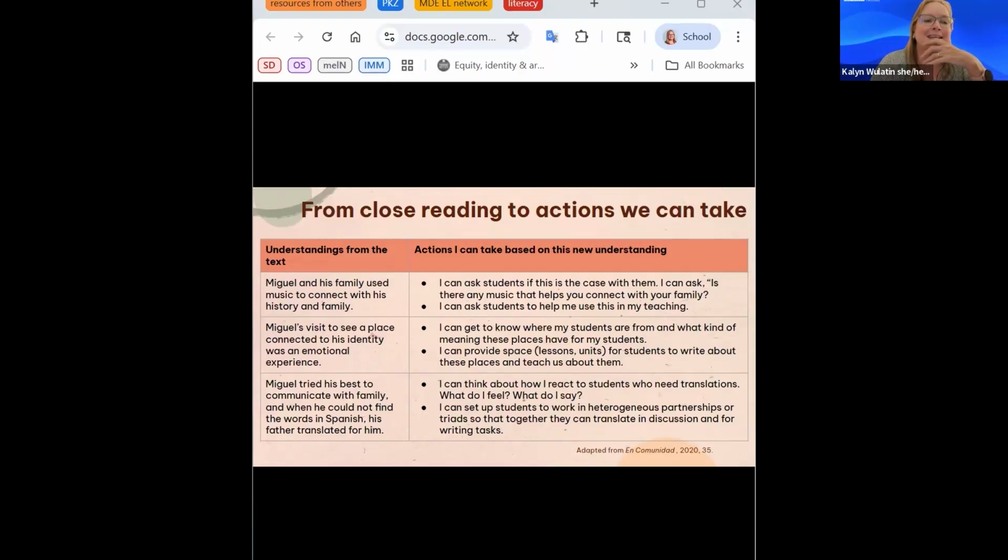And this is the part that the teacher did as well. So as they discuss as a class, they might have come up with that he's using music to connect with his history and family, and then students would be doing their own thing in the other column, right? And that he tried to communicate with family, and sometimes he couldn't find the words in Spanish, and his father had to translate, right? So this is the teacher then reflecting on their own practice, right? So I saw this in the video, so it's kind of simultaneously, in parallel with the students, right?